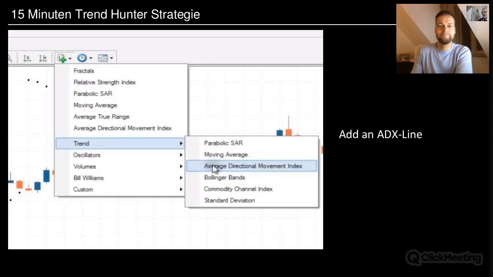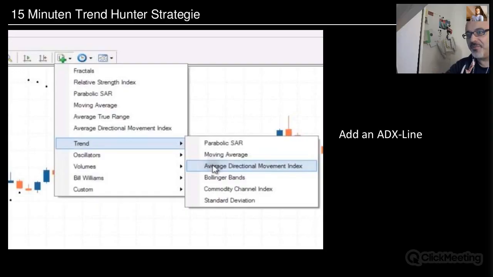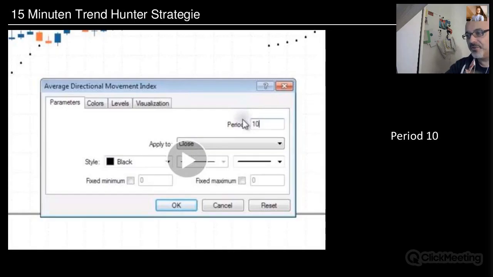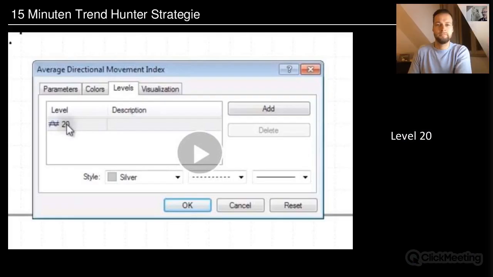Okay, then we have to add the last one, the ADX line. Also at the top of the MT4 screen, click on trend, and then on average directional movement index. Regarding the settings, be sure that period 10 is in there. This is also not standard; the standard is 8 or 9, something like that, and we need period 10. Under the parameters, and also under the levels, which is not standard either, level 20 has to be added.